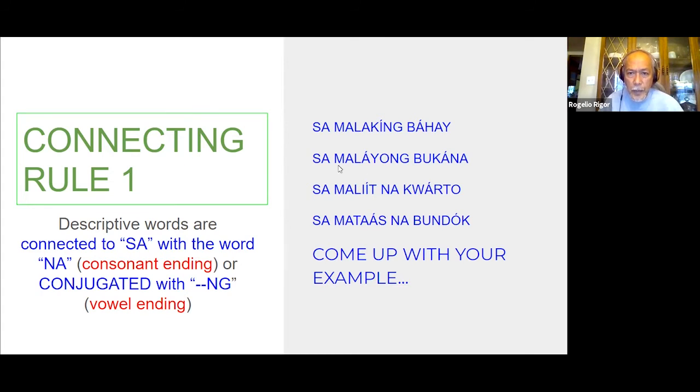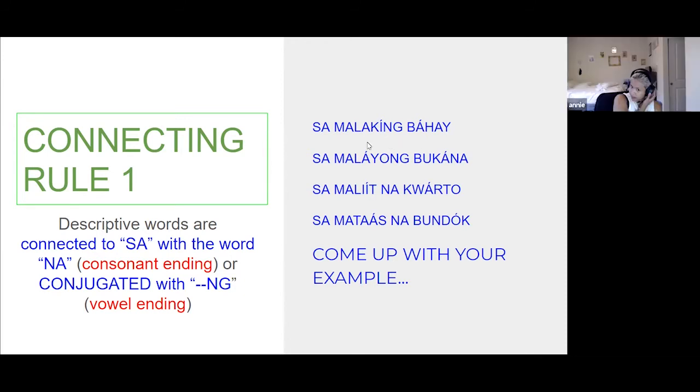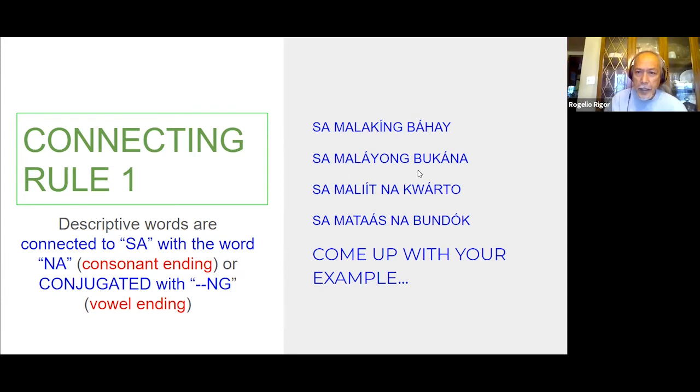Look at it. So malayo is the descriptive of far, but because it ends with a vowel, it becomes malayong. And then malaki becomes malaking, right? So here it's maliit na kwarto. Mataas na bundok. So here are descriptors of your place, right? So sa malaking bahay. What did that say? Sa malaking bahay. Bahay is house. The big house. In the big house. Yes. And then sa malayong bukana. Bukana is an opening, like an opening of the river or the opening of a field, right? Bukana. So malayong bukana is the opening at the far end is what it's saying.